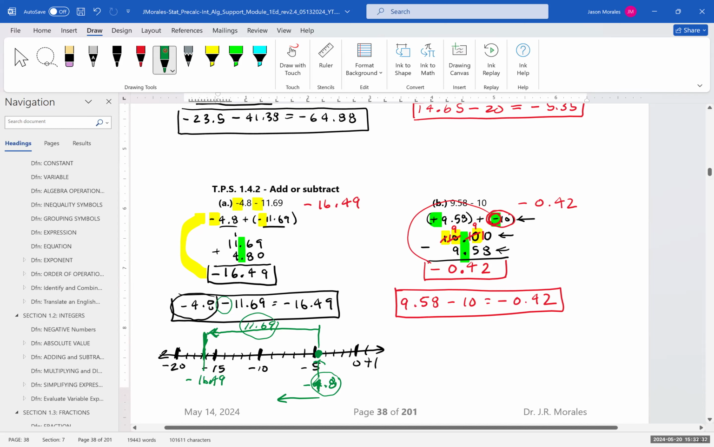Okay. So this is visually, on a number line, the motion or the direction we were going when we took -4.8 and then subtracted 11.69 from it. We ended up going to the left on the number line in the negative direction. So that's why we ended up with this larger negative number at the end of -16.49.